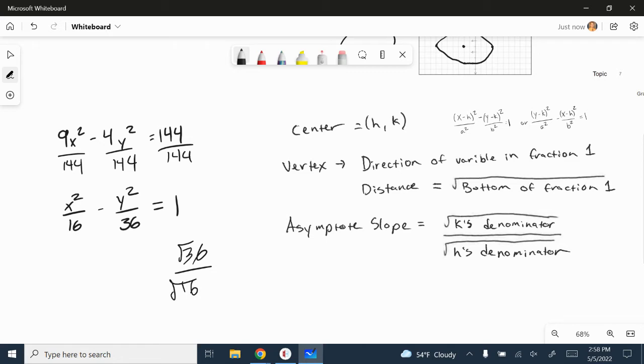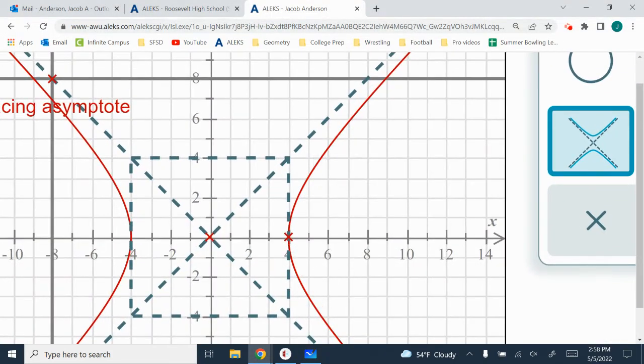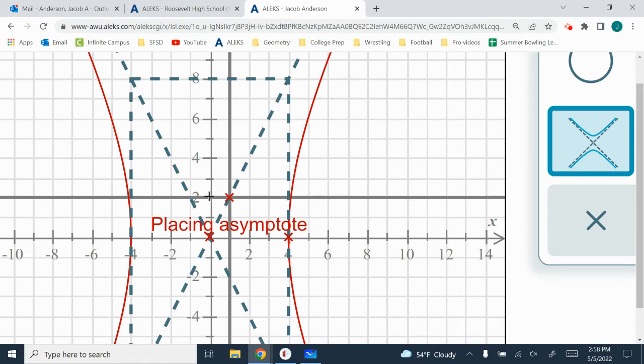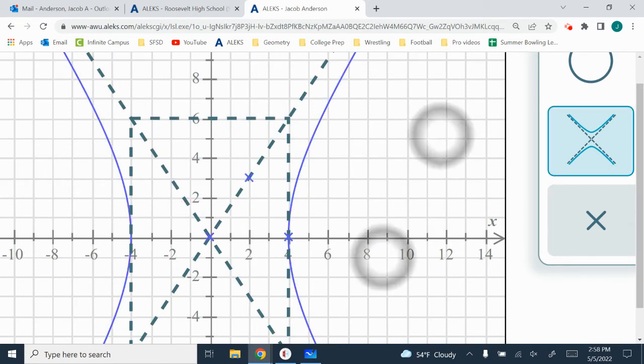So 36 divided by 16, if they're both square rooted, that'd be 6 over 4. Or I guess we could rewrite that as 3 over 2. So I'm going to go up 3 over 2 for my slope. Again, I'm going to zoom in. Up 3, 1, 2, 3, over 2, 1, 2 would be right there.